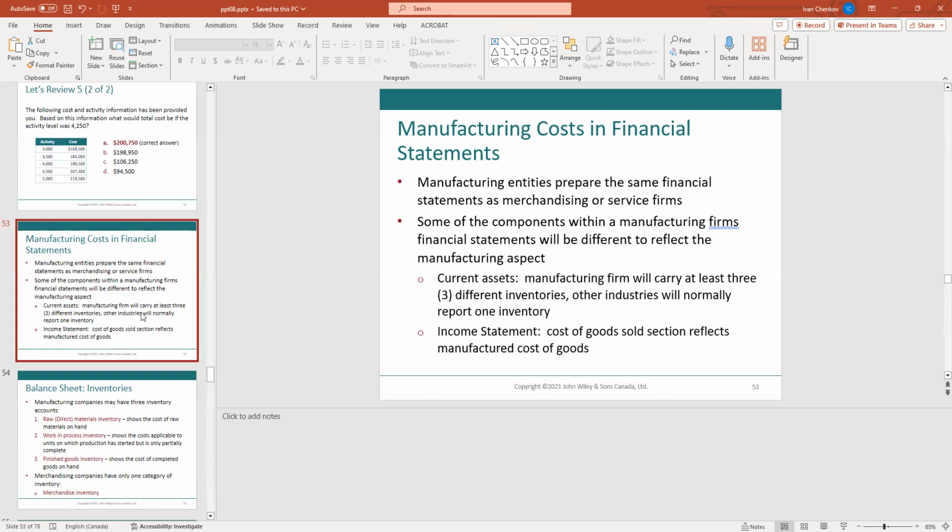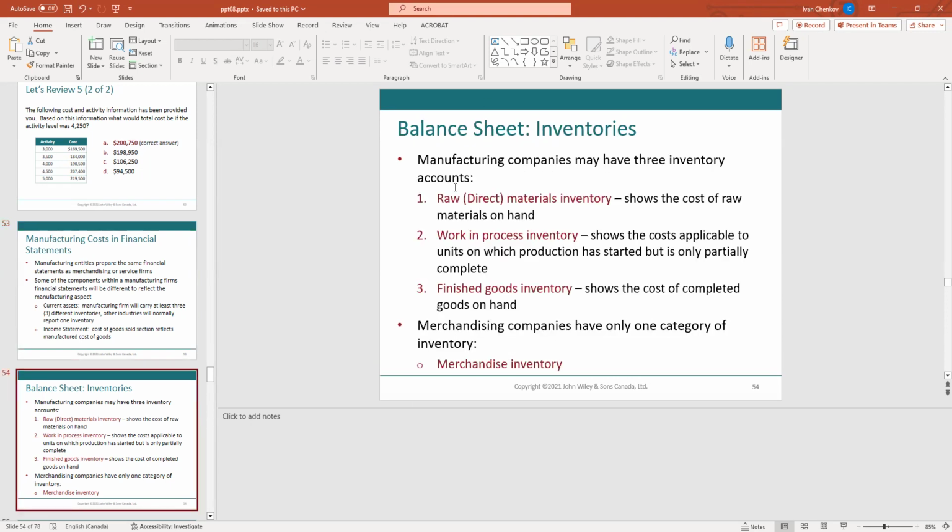So, manufacturing cost in the financial statements. Let's move on from high and low. Manufacturing entities prepare the same financial statements as the merchandising company. They're going to have a balance sheet and an income statement. The interesting thing in a manufacturing company is that they're going to have three different inventory accounts, and on the income statement, only cost of goods sold. Which are the three different inventory accounts?